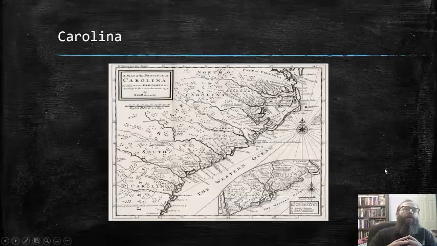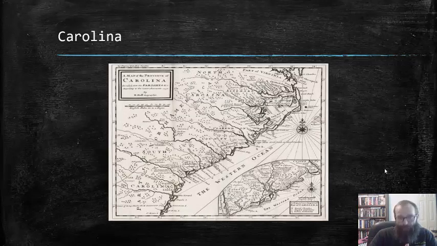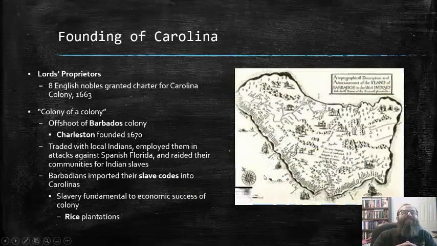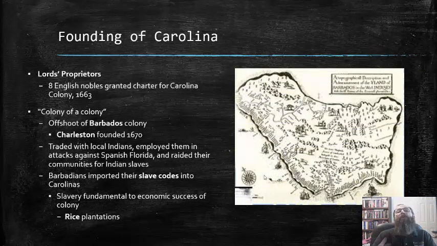The mid-17th century also saw the creation of a whole new colony in the southern portion of North America, the colony of Carolina, which originally was one united colony. The division of North and South Carolina did not occur until 1712. The colony of Carolina was initially founded in 1663 when 8 English nobles, who would become known as the Lords Proprietors, were granted a charter by King Charles II to found the colony of Carolina, which was named after King Charles II.